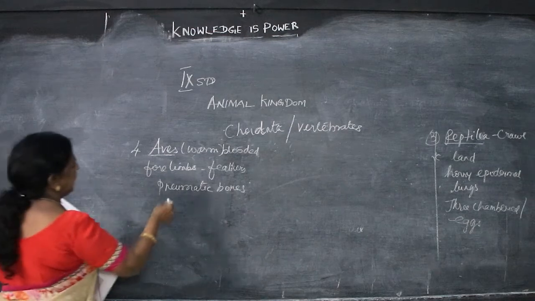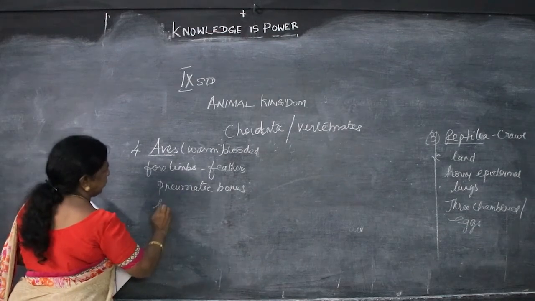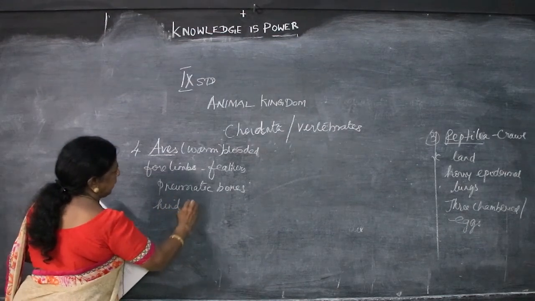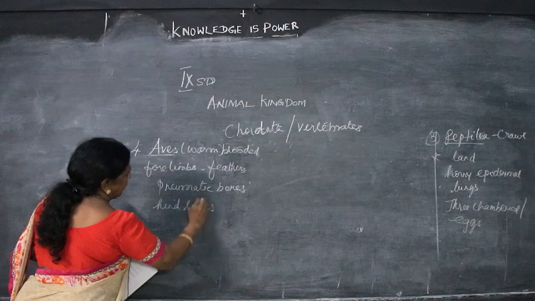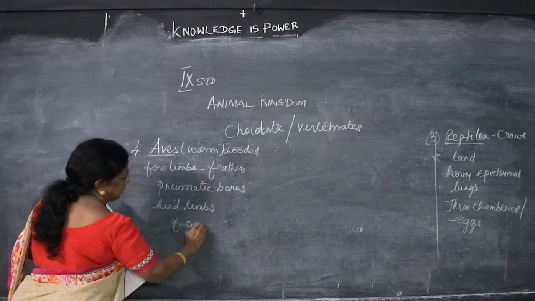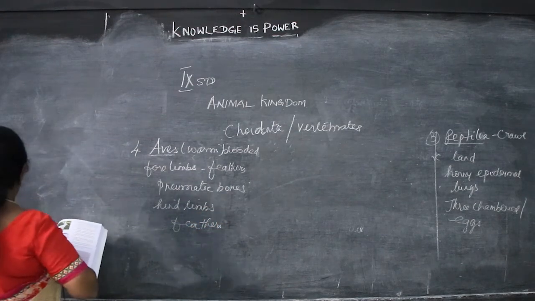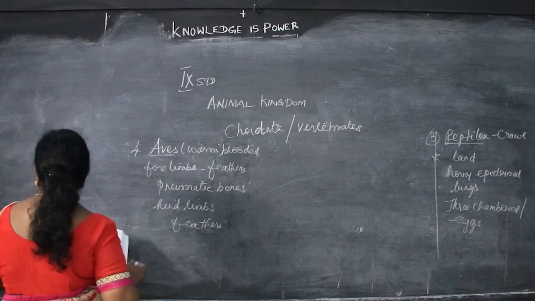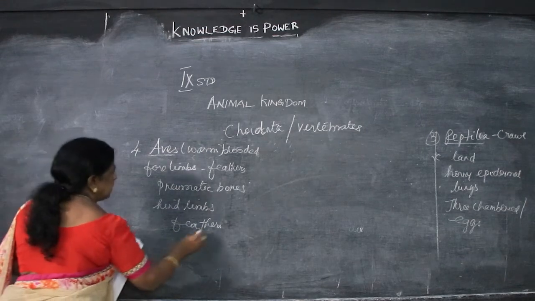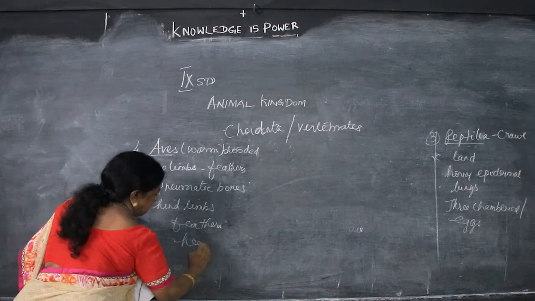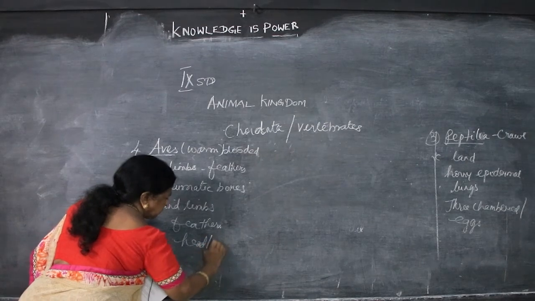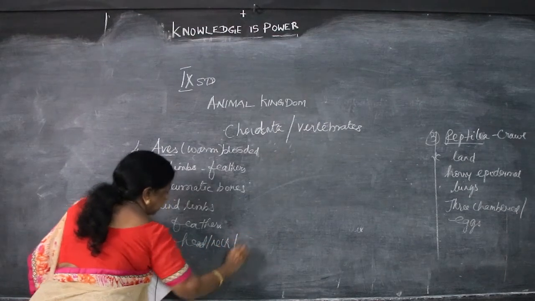Then the hind limbs are there. The hind limbs at the back are useful for walking. The full body is covered by feathers. The body is spindle-shaped. It is divided into head, neck, trunk and tail.